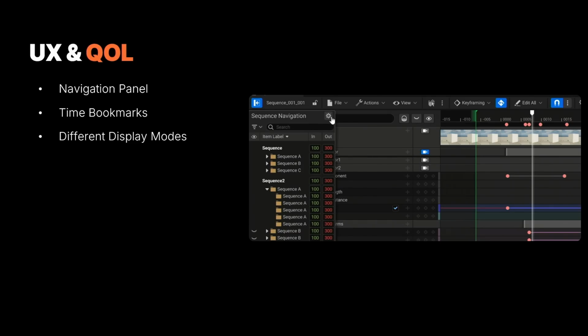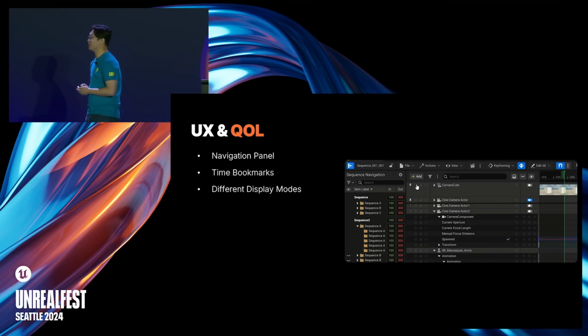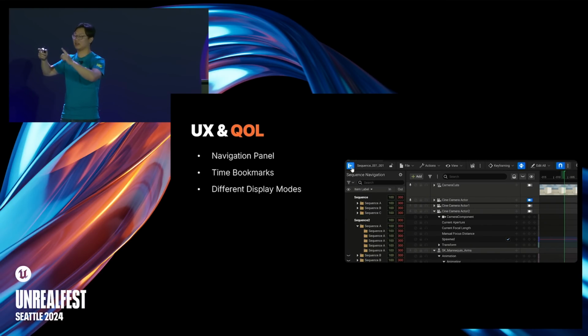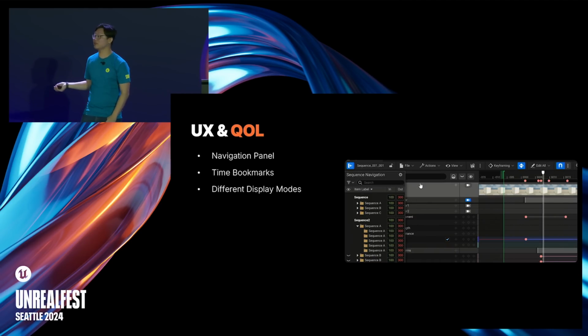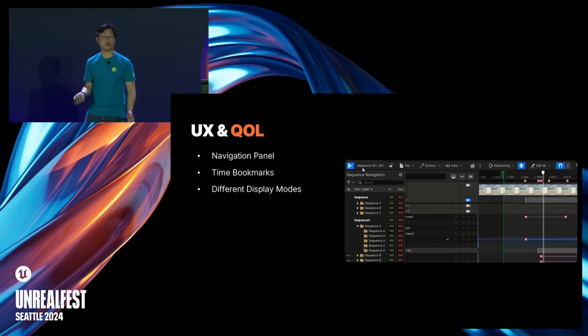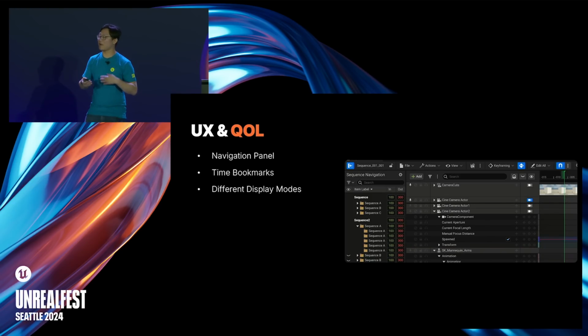You'll be able to see all the things within your subsequences as well. There will also be time bookmarks, being able to specify ranges in time and either zoom into that specific range or not, to better organize your sequences. And different display modes. This is important because we have all sorts of customers coming from different backgrounds who want different kinds of timeline displays. So we want to introduce something like that so that our users are familiar with it.